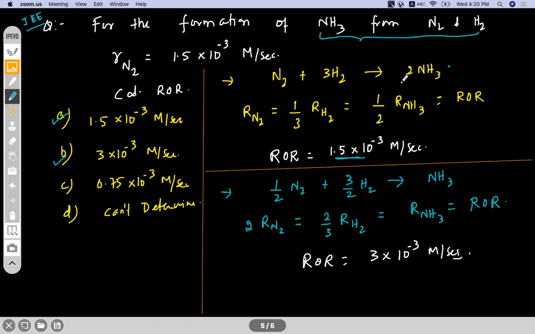So the answer here can't be determined. For this question, this is not correct, this is not correct. The answer is this: cannot determine. Why? Because the reaction is not given in the question. It is another matter that you know the reaction. Once you write the reaction like this, you have assumed the stoichiometric coefficient, which you cannot do. Are you getting it? Clear?